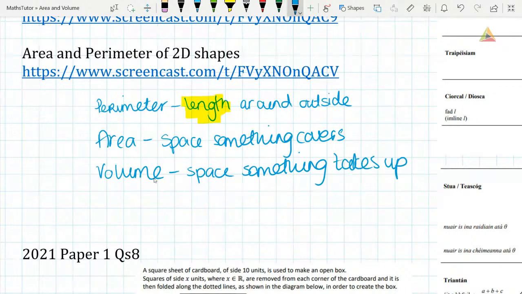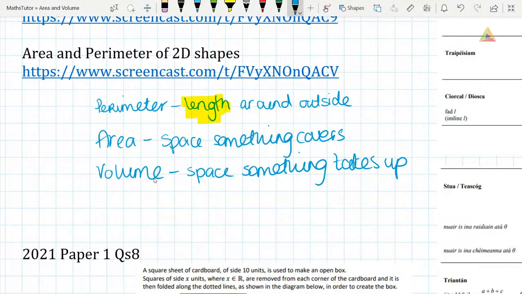So this time, not only is it how much space it covers, but we're also going to have either a height or a depth. So that means that we're either going to be moving upwards or downwards, and we're moving into 3 dimensions. And that means that because we're moving into 3 dimensions, we're going to have units that are cubed. So we might have meters cubed or centimeters cubed or kilometers cubed.